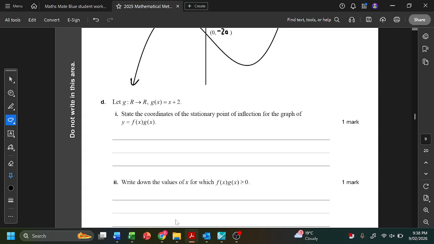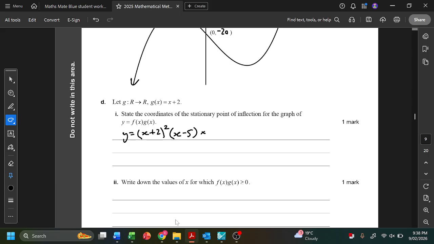Now we've been given a new function. So this function is g of x. And we're doing something with this equation y equals f of x times g of x. So let's just work out what that equation is. Now, based on the previous question, f of x is equal to x plus 2 squared times x minus 5.